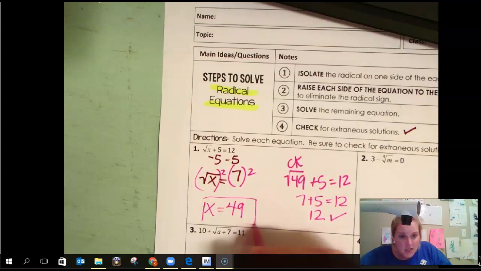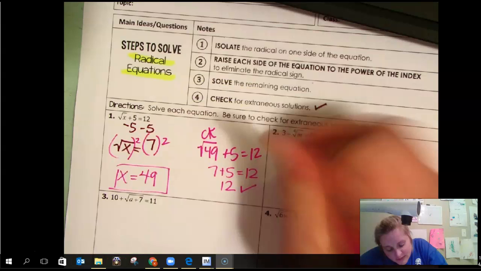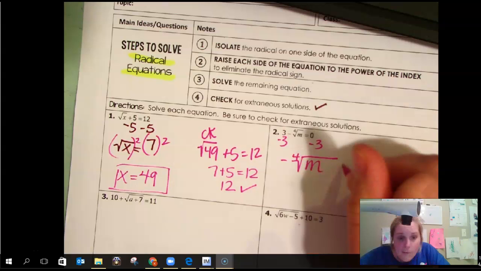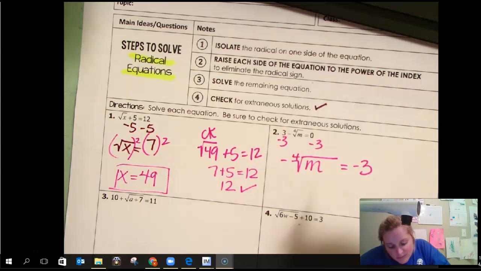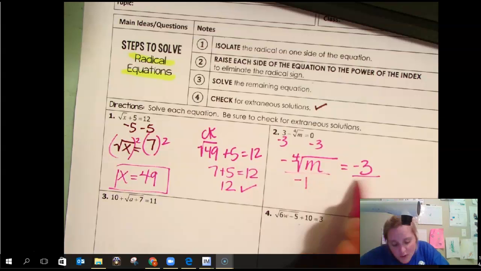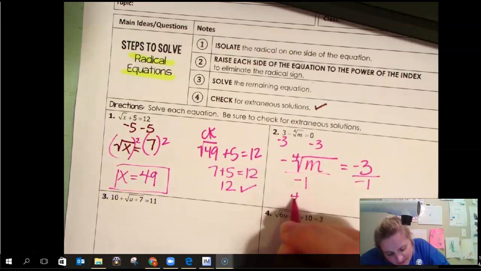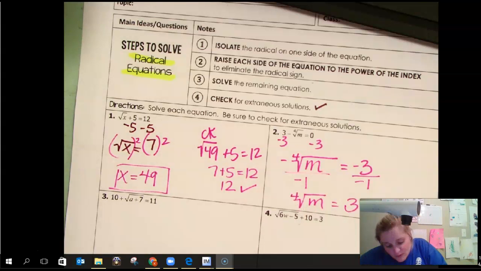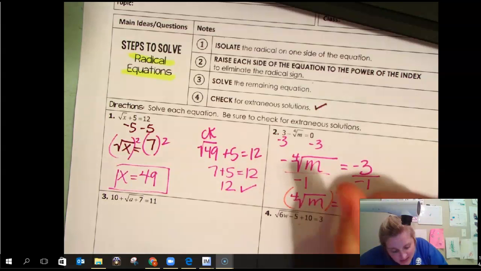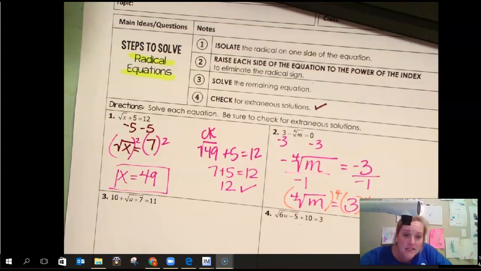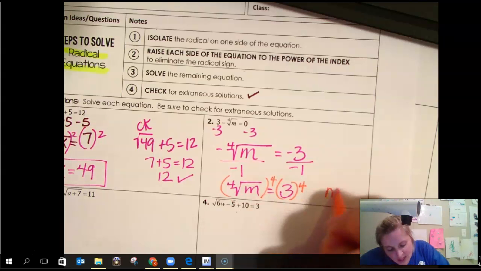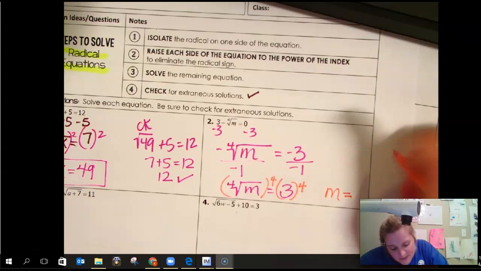Okay? Next one. Subtract 3. Negative 4th root of m equals negative 3. That's fine. I'm going to get rid of that negative by dividing both sides by negative 1. 4th root of m equals positive 3. To get rid of that 4th root, I'm going to raise both sides to the 4th power. Okay, so the 4th power and the 4th root cancel each other out. So m equals 3 to the 4th power, which is 81.